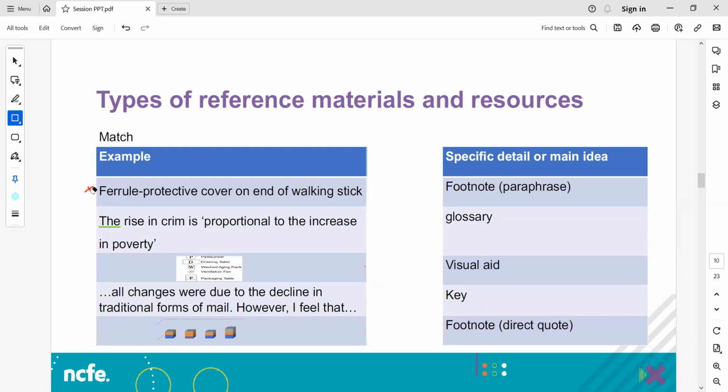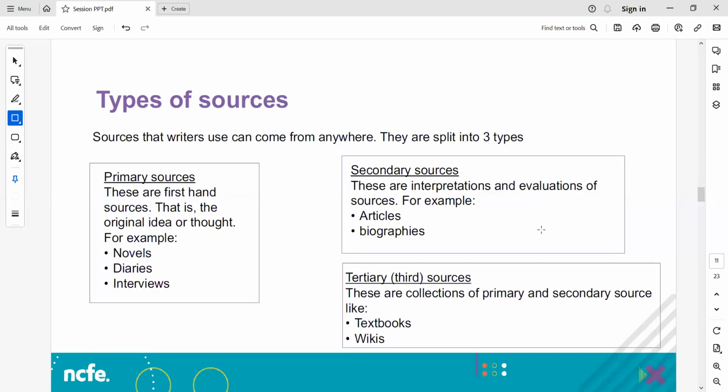Okay, so let's move on. Types of sources. When someone is writing, they can use sources from anywhere, and those are split into three different types. So we have primary sources, which are first-hand sources, the original idea or thought.